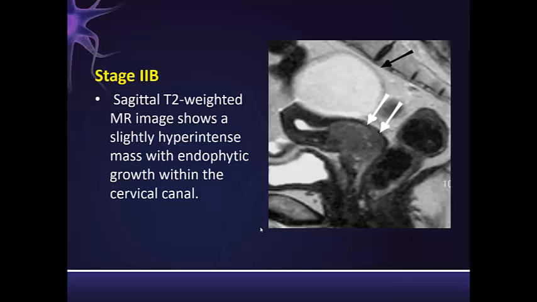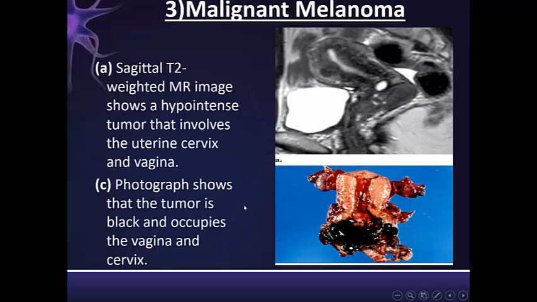If you found entrapped fluid in the endometrial cavity, you must suspect cervical lesion. We have rare entities like the malignant melanoma. Sometimes we encounter it in the cervix, and the MRI can characterize this because malignant melanoma is hyperintense on T1 due to the melanin present inside.